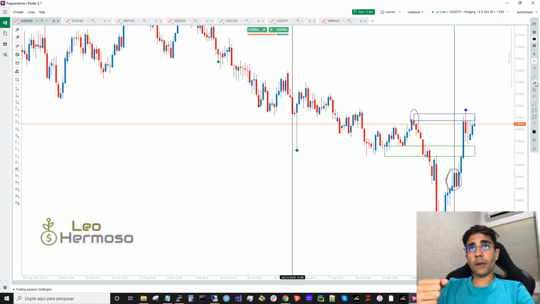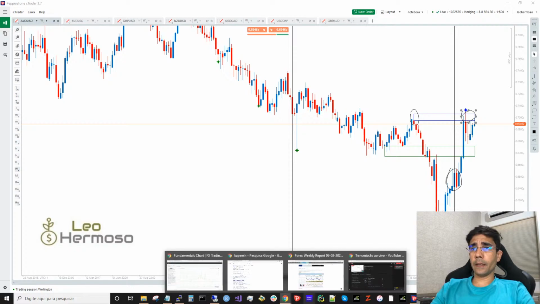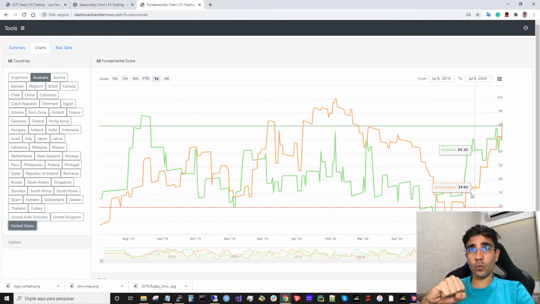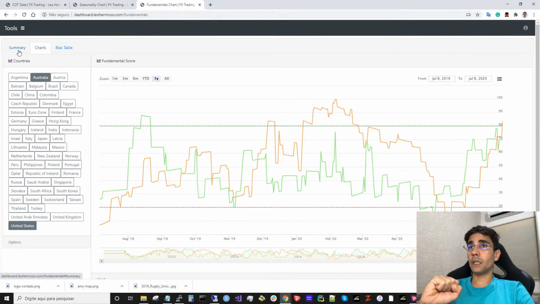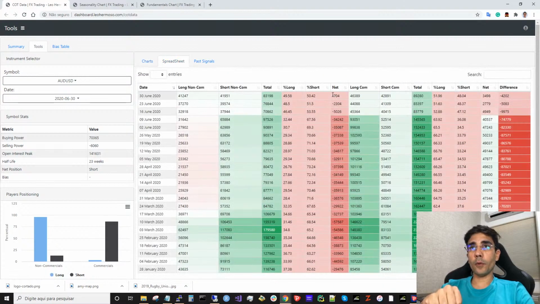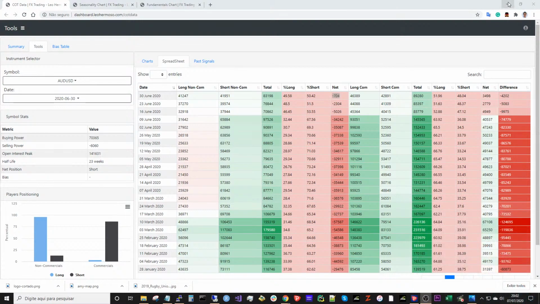And right now we are right here, with Australia at a very good economic fundamental score, and we also have the United States at very good economic levels too. As you can see here, they trend up together, but we just saw that we have no positions right here, so big speculators are neutral. So what should we expect right now?